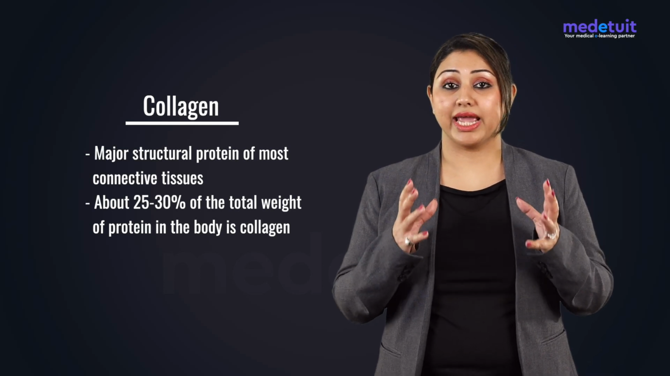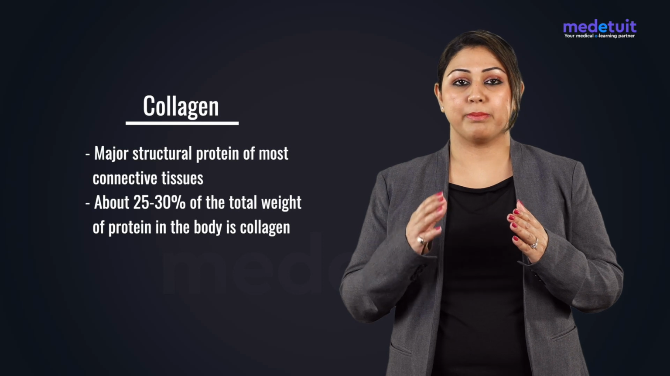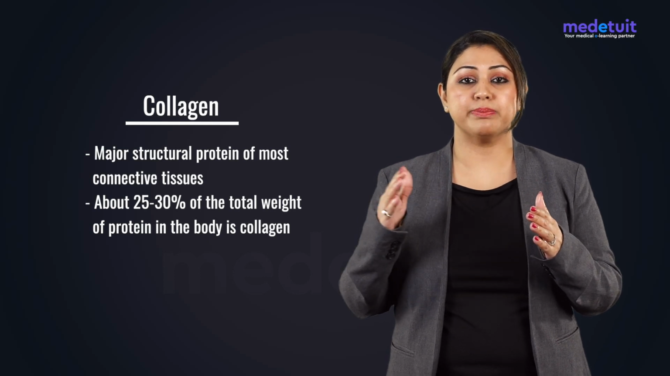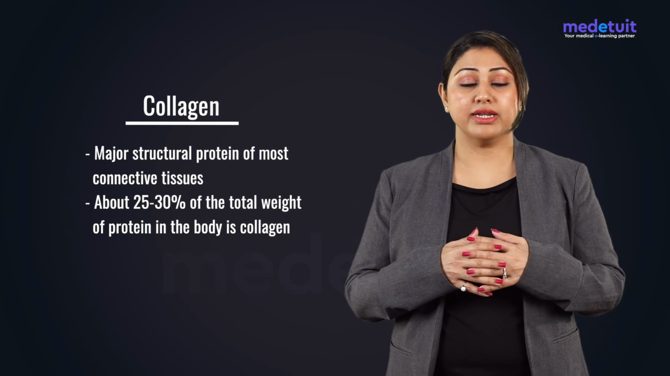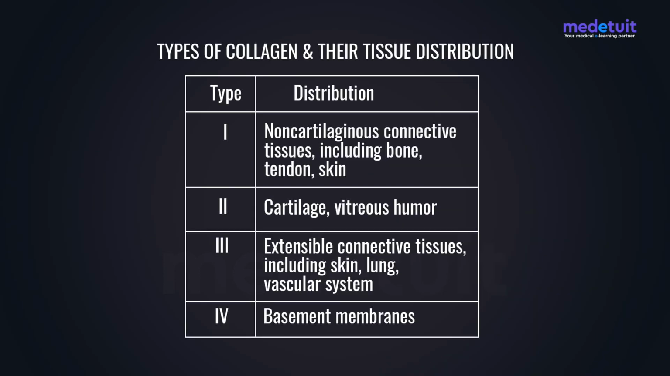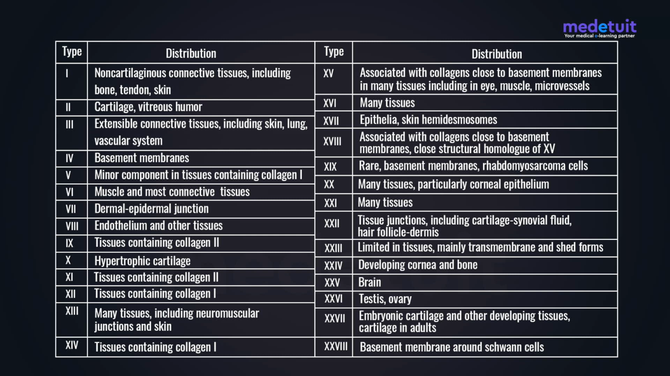At least 28 distinct types of collagen, made up of over 30 distinct polypeptide chains, each encoded by separate genes, have been identified in human tissues. The most abundant ones are the type 1, type 2, type 3 and type 4 collagen, and the rest of them, as you can see in the chart, is mentioned here.